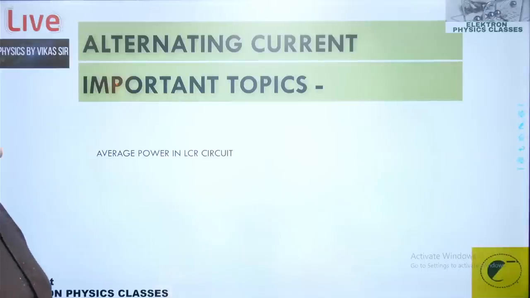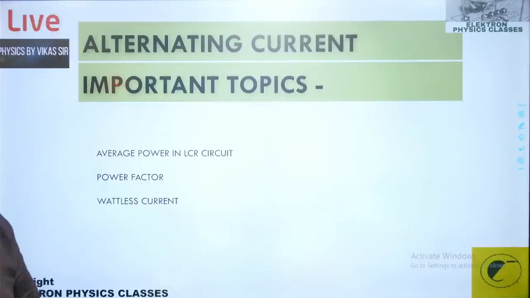VRMS, IRMS, cos phi, that particular derivation. The power factor of the cos phi, when it is maximum, when it is minimum. The wattless current, IRMS sin phi, and the quality factor, which is also known as the voltage magnification factor, as VL upon VR or VC upon VR, which turns out to be 1 upon R under root of L upon C. And the next one.